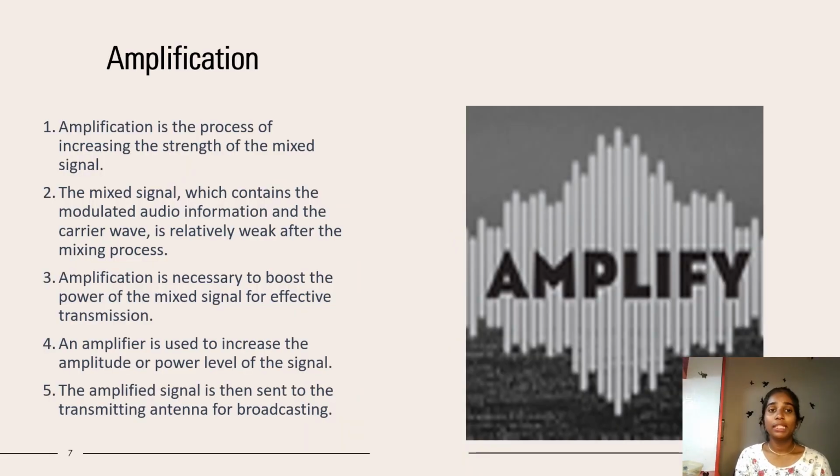The next step involved is amplification. After the mixing process, the audio signal and the carrier wave are comparatively very weak in strength. So the process to increase the strength of the mixed signal is called amplification. Amplification is also very necessary to boost the power of the mixed signal for effective transmission. After amplification, the signals are then sent to antennas for broadcasting.